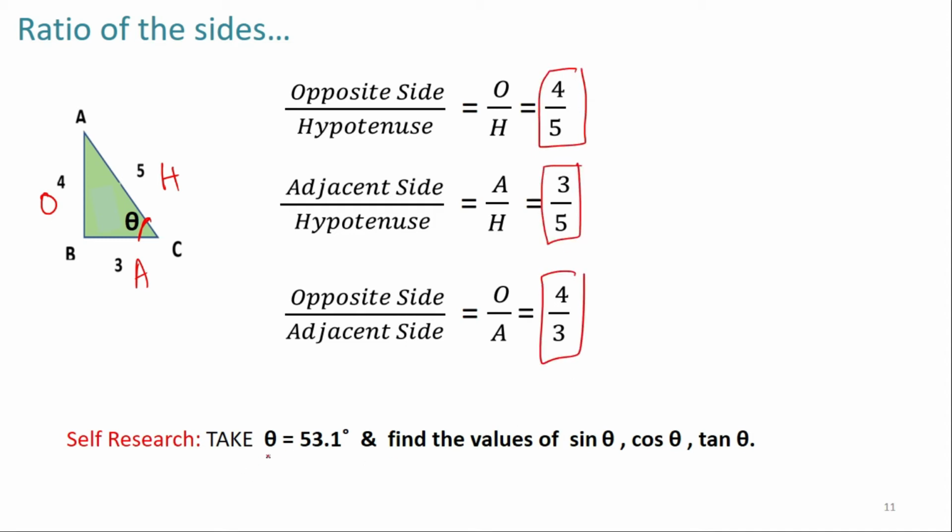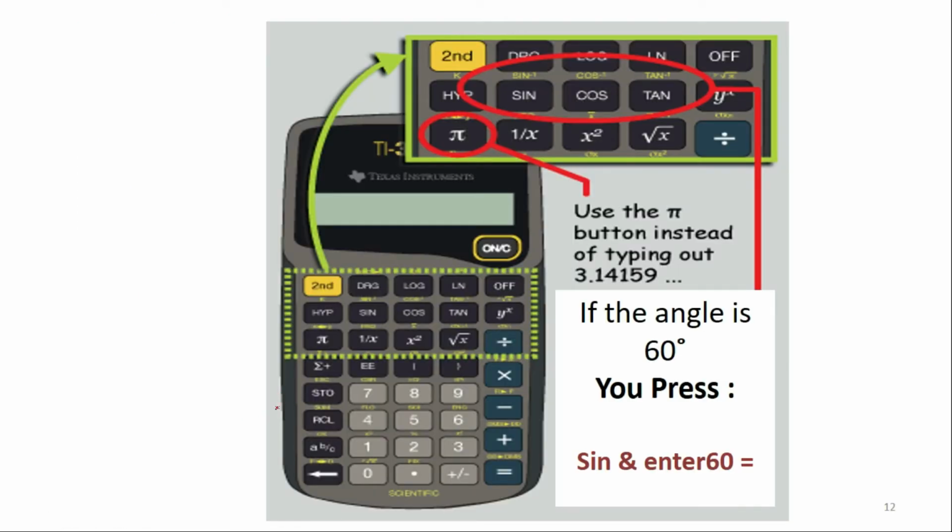Now I want you to consider the angle theta as 53.1, and try to find the value for sine theta, cos theta and tan theta. Now how to find it, let me take you to the calculator. In your calculator, if you look here, you have the sine, cos and tan. So this is where you find it.